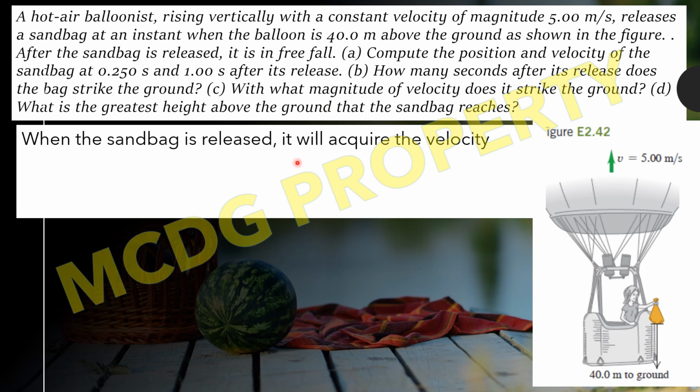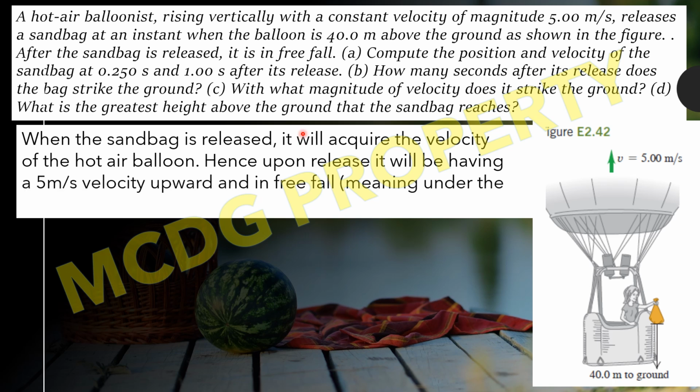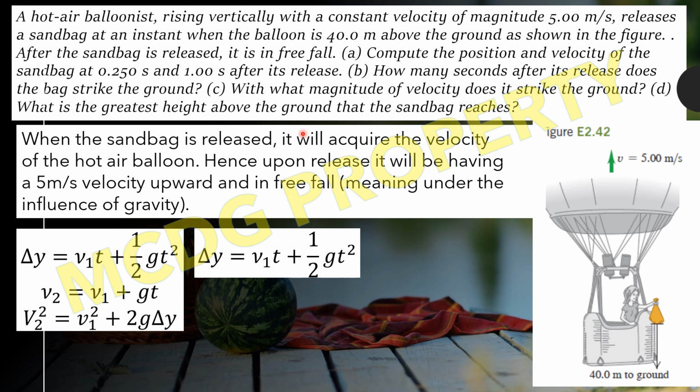When the sandbag is released, it will acquire the velocity of the hot air balloon. Hence, upon release, it will have a 5 meter per second velocity upward and be in free fall, meaning under the influence of gravity. So the equations for the sandbag when it undergoes free fall are given by these three equations. You're being asked to compute the position and velocity of the sandbag at different times. So we use the first equation here.